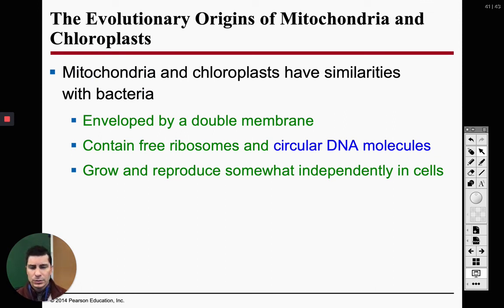Okay. So similarities between the mitochondria and the chloroplast: both have a double membrane. They both have ribosomes and a circular DNA molecule, and they both grow and reproduce independent of the cell.